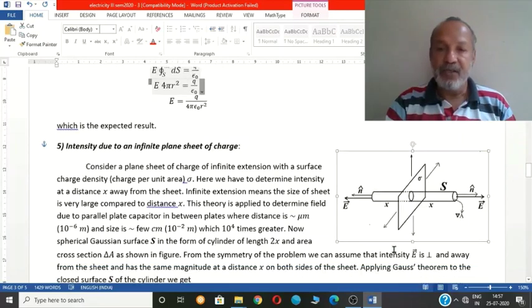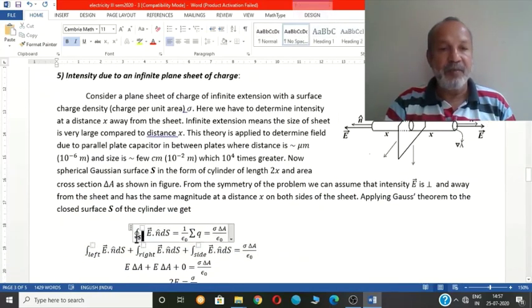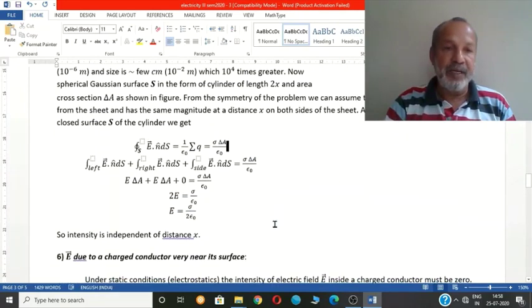So let us apply Gauss's theorem. Gauss's theorem is the integral over a closed surface of E dot dS equal to 1 by epsilon 0 into the sum of the charge enclosed by the closed surface. So this cylinder is enclosing an area delta A. So what is the charge contained inside the cylinder? That will be the charge contained in the area delta A. Charge per unit area is sigma. So the charge for delta A area will be sigma into delta A. So sigma into delta A is the charge enclosed by the closed surface.